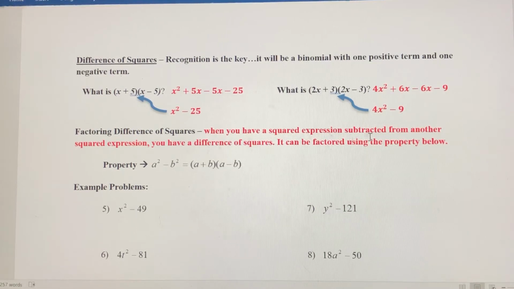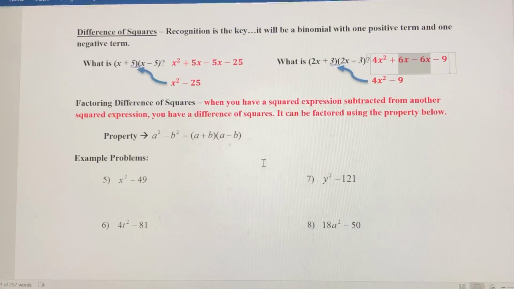When you have a squared expression subtracted from another squared expression, like we do here and here, okay, then you have what's called a difference of squares. It can be factored using the property below. So, take the square root of a squared, we get a and a. Take the square root of b squared, we get b and b. And then I'm going to alternate the signs in here. And that's going to create this canceling out like happened in our examples up here, okay? So without these signs being different, these terms wouldn't cancel out. If these signs were the same, then that would make it a perfect square trinomial, and that's not what we're dealing with here, okay?